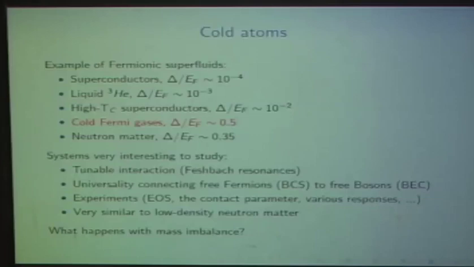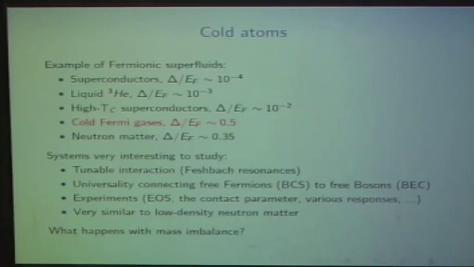Also, a very similar system that got a lot of attention, and the field where I started to be interested in these systems, is neutron matter, because dilute neutron matter exhibits very similar properties to Fermi gases. But Fermi gases are very interesting to study because, as I said, the interaction is also tunable in the experiment. Theoretically, it's easy, but experimentally, it is a very important challenge. There is this universality connecting two different kinds of systems.